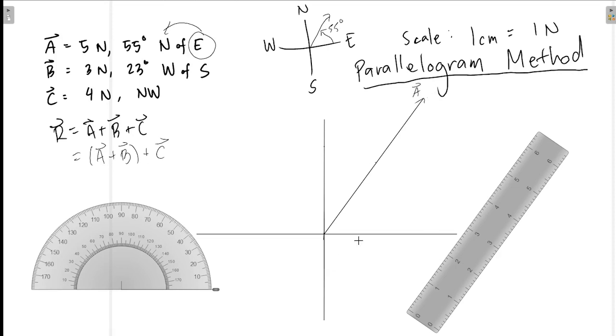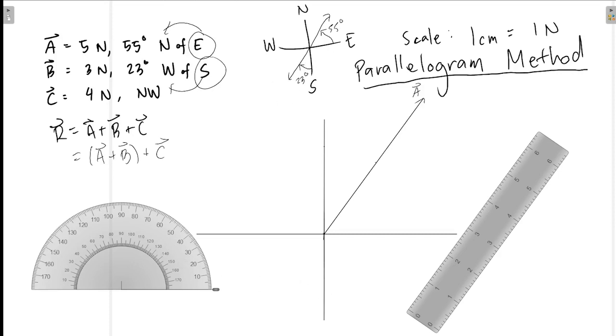Okay. Next step is to draw vector B. Pero unlike head-to-tail method, hindi natin siya i-draw sa head ni A. We'll also draw it at our origin. So, dito pa rin natin i-draw yung vector B. Okay, so let's try looking at the direction of vector B. Direction is 23 degrees west of south. So, from south, we will go west by 23 degrees. So, from south, punta tayong west. And that angle is 23 degrees.